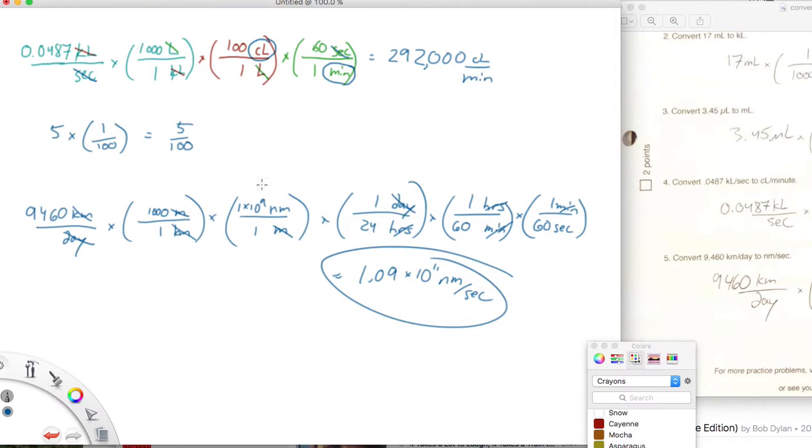That's a crazy conversion. That's the hardest kind of conversion I can ask you to do. If you understand how to do that, you are a superstar.